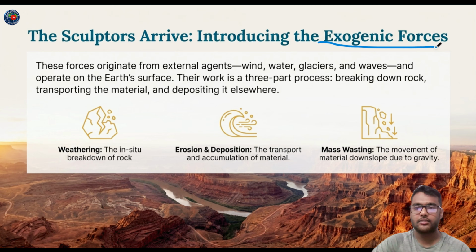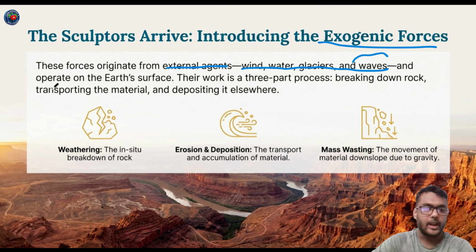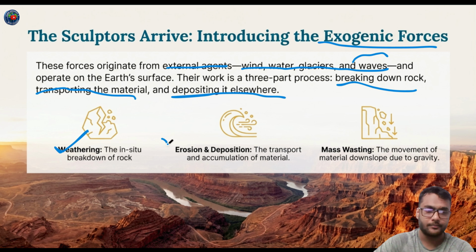Then exogenic forces. Exogenic means they operate on the Earth's surface. These forces originate from external agents like wind, water, glaciers, and waves. Waves means sea waves. Their work is a three-part process: breaking down rock, transporting material, and depositing it elsewhere. First of all, weathering, erosion and deposition, and mass wasting.